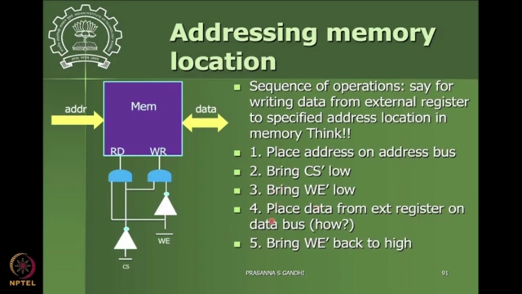You can have these steps 3 and 4 interchanged also. You can place the data from the external register on the data bus, and then bring this to low, and then bring it to high again. That is one possibility. Or you can do it the other way, so basically 3 and 4 can be exchanged with each other. And then this write enable is again closed or disabled. That means the data is now in the memory. So from the external register it is now locked into that particular address location in the memory. This is one of the sequences of operation that can happen.